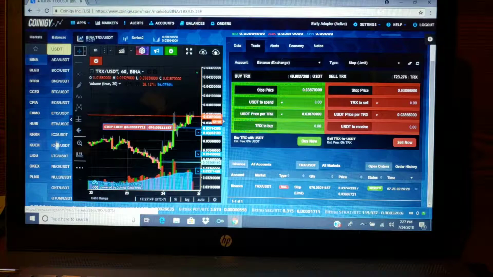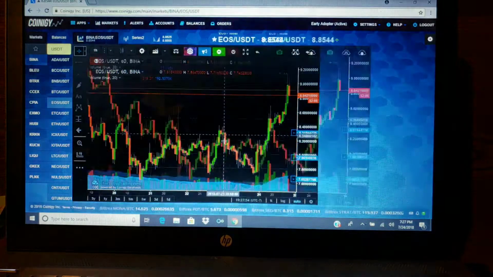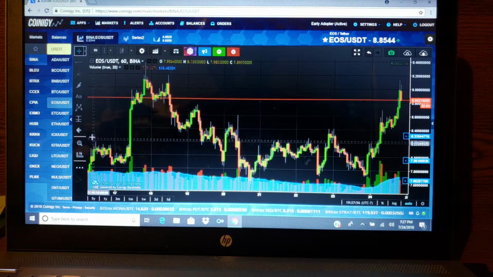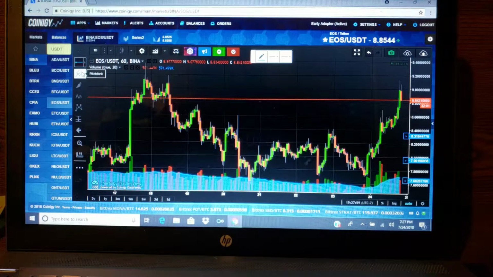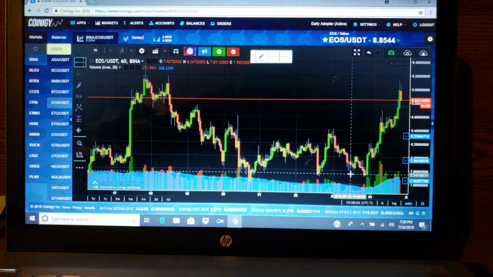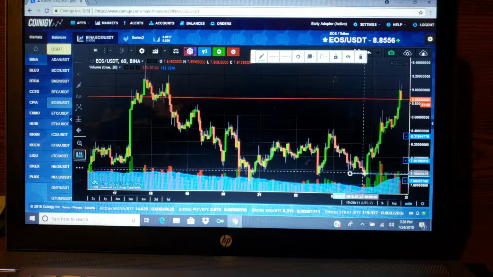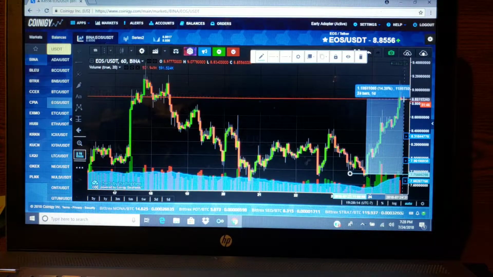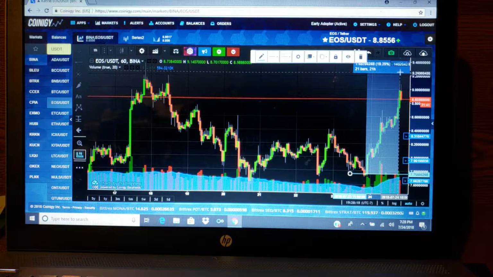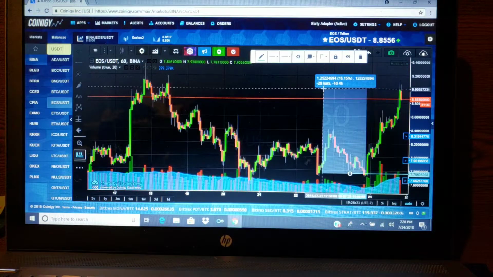Next one, one of my favorites, EOS. So EOS we bought in 7.75. See if we can get it. Bam, somewhere around there, to 7.75. We're up 14%. It actually ran up, broke the $9 mark for 18%.